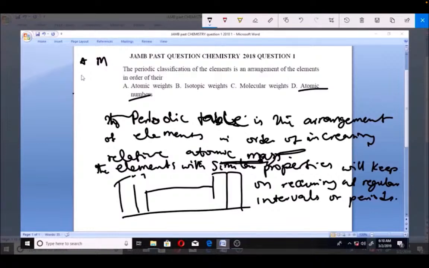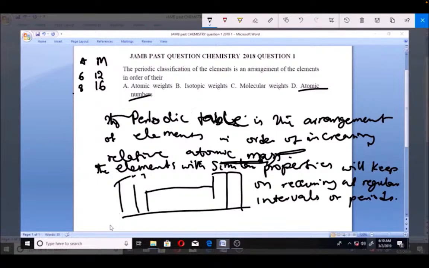So you find out that something that has the atomic number of 6 has a mass number or atomic mass of 12. One that has 8 has 16. So you have this type of increment. So actually the periodic table is arrangement due to the atomic numbers, or you call it atomic masses. So that is the correct option, the D. And also you should know that the periodic table is the arrangement of elements in the order of increasing relative atomic masses, and the elements with similar properties will keep on recurring at regular intervals called periods.